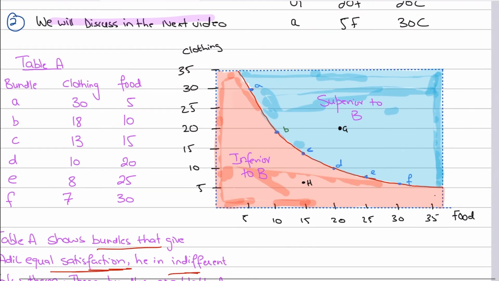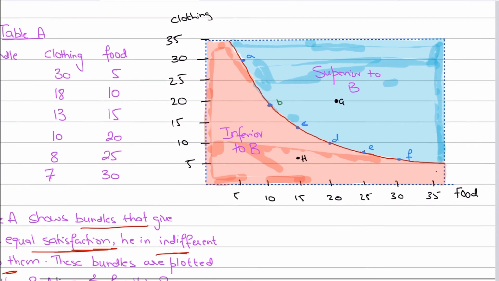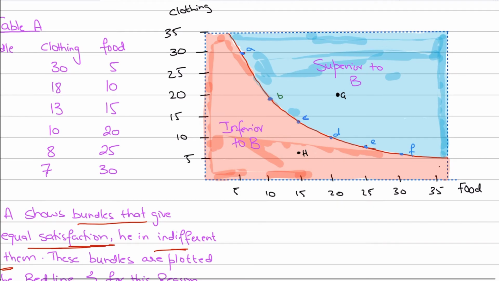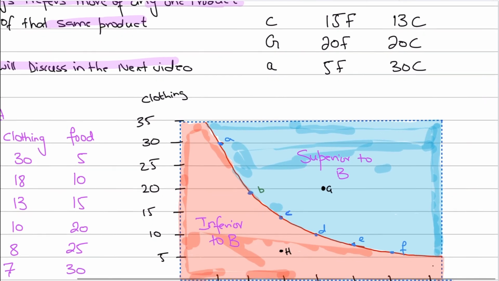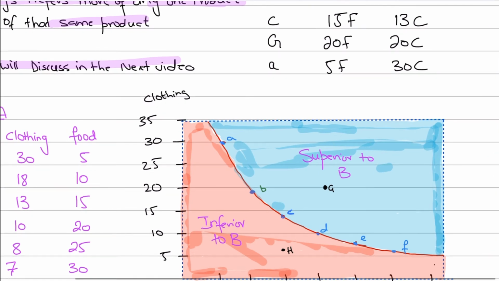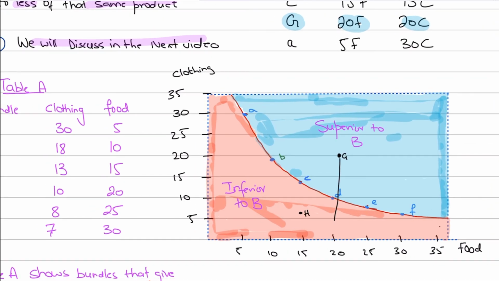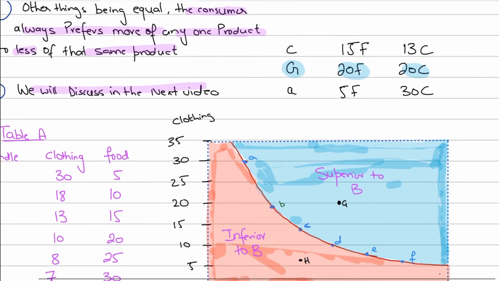You need to know that in your analysis. So for example, let's take an example where I consider a combination, combination G, with 20 food and 20 clothing. So this is combination G over here in the blue region with 20 food and 20 clothing. Now it's outside the indifference curve, in the blue or preferred region, so it's in the superior region, which is obviously preferred.